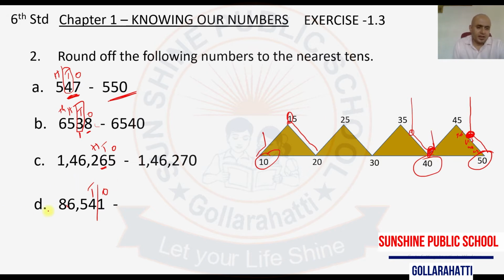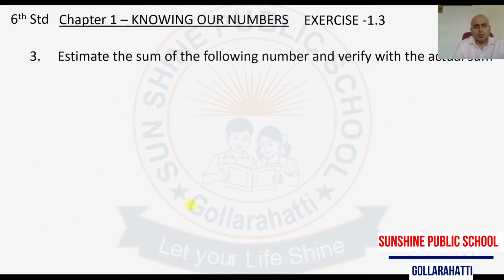So here the answer is 86,540. It is such a simple rule. If it is 5 or more than 5, then you have to add one number, or if it is less than 5, you have to write the same number.